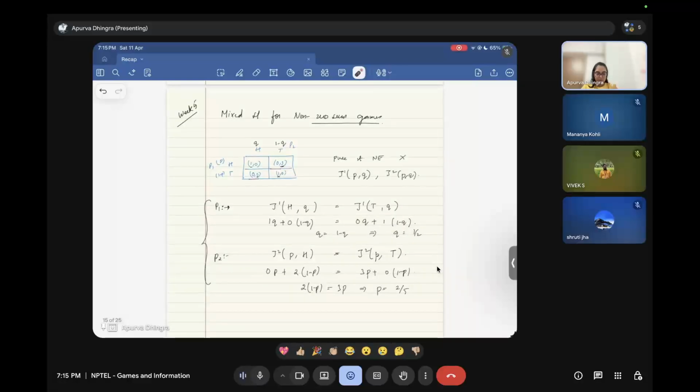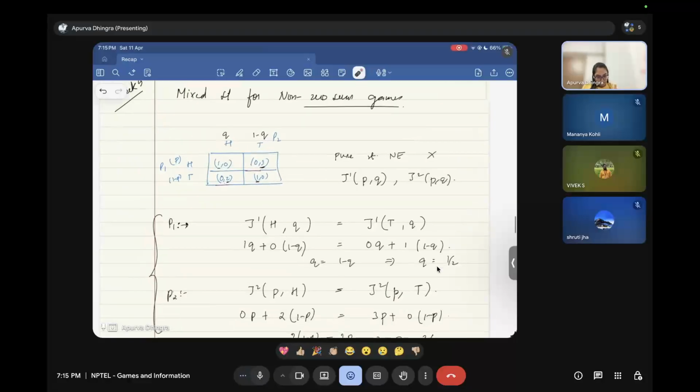So week 4 basically ended by talking about mixed strategies in zero sum games. The same idea of mixed strategies can be applied to non-zero sum games also, without even having to worry about security levels. It's the exact same idea, and it looks like this.